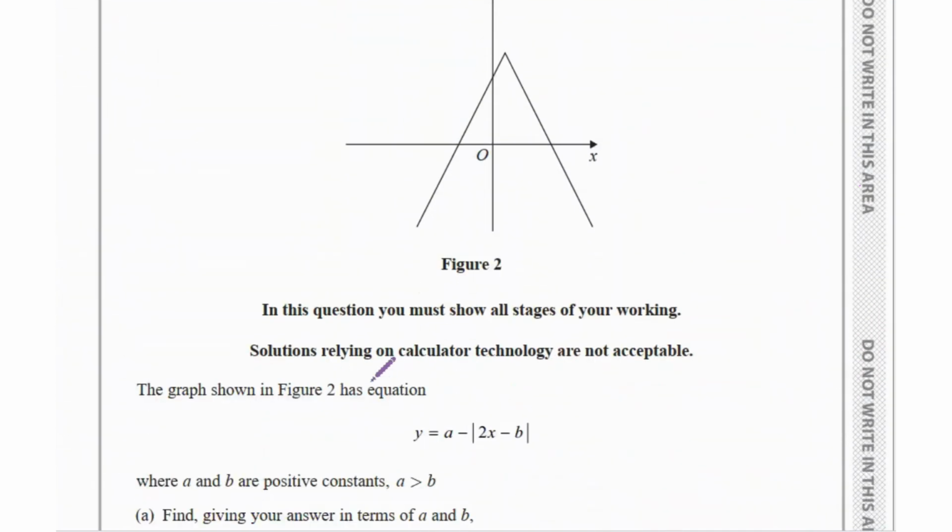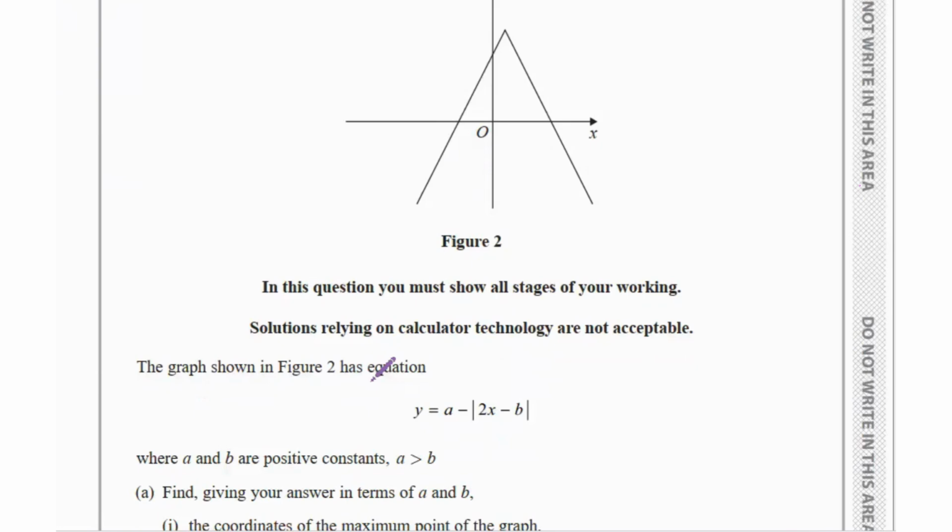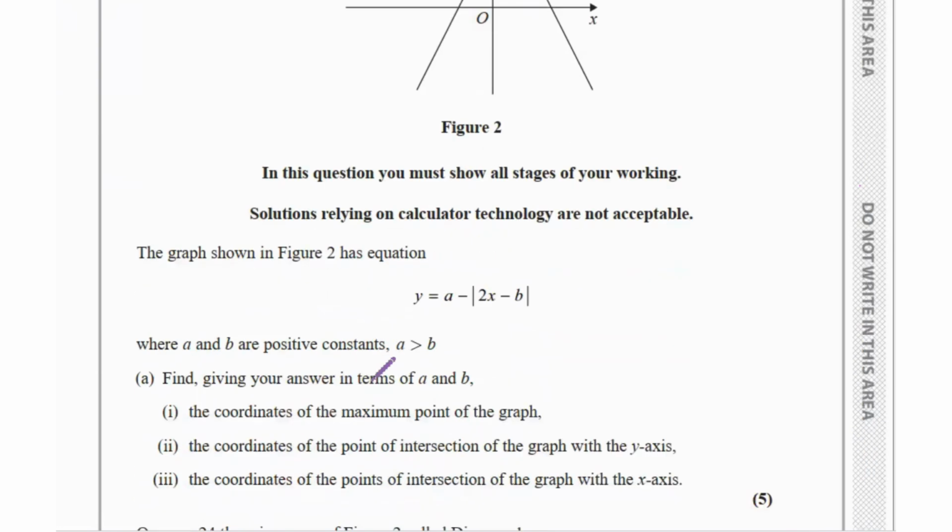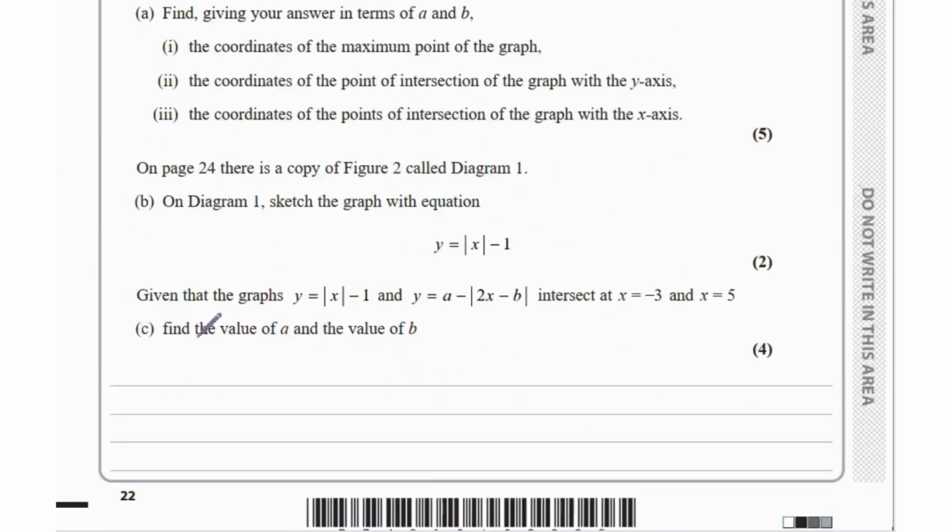Then in this question, you must show all stages of your working. Solutions relying on calculator technology are not acceptable again. So the graph shown in figure 2 has equation y equals a minus the absolute value of 2x minus b, where a and b are positive constants and a is greater than b. Find, giving your answer in terms of a and b, the coordinates of the maximum point of the graph. So for the maximum point, it's going to be b over 2 and a.